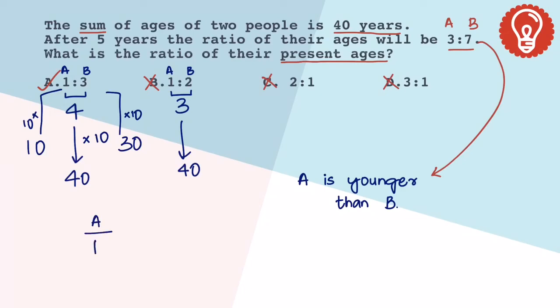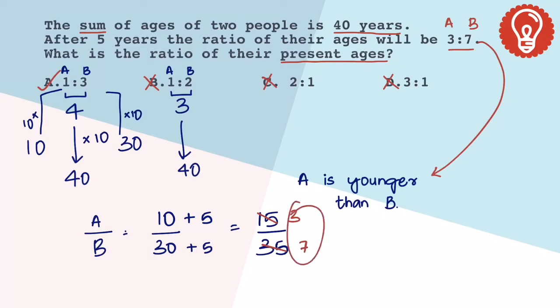Let's write A and B here. A is 10 years and B is 30 years. After 5 years, and after 5 years to B as well, this will be 15 is to 35. Now 15 is to 35, we can write it as 5 3s and 5 7s. After 5 years, this is in the ratio 3 is to 7, which is satisfying the condition in the question. I told you, option A is the correct answer.